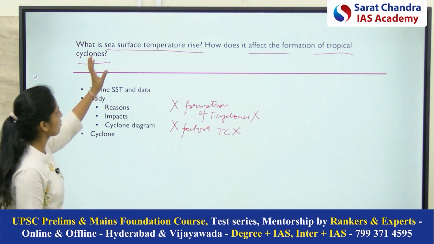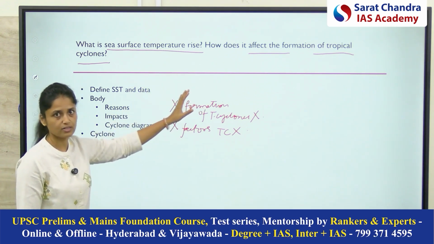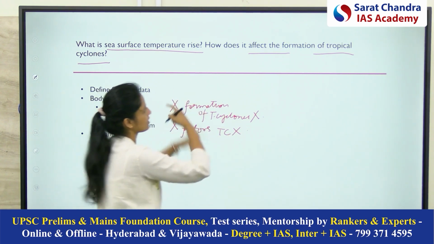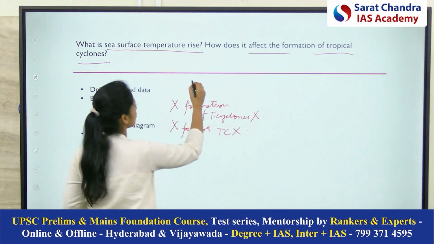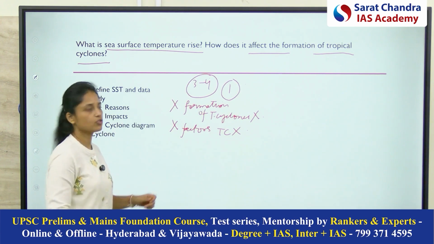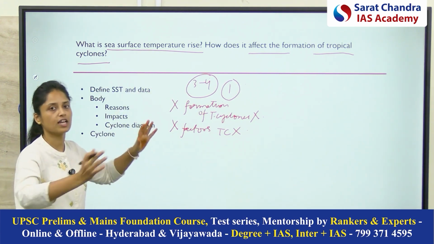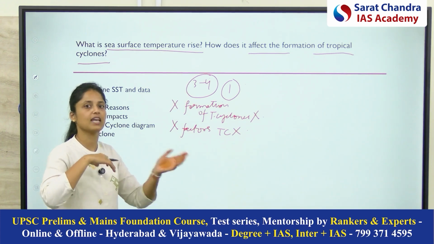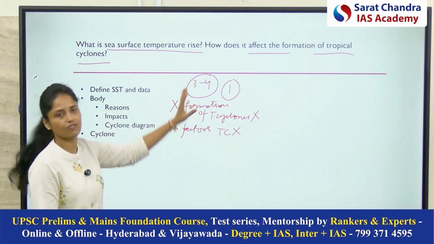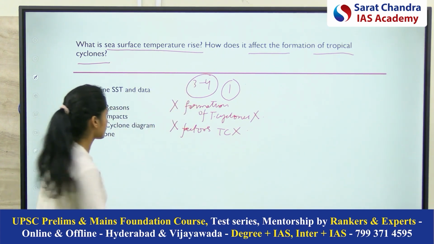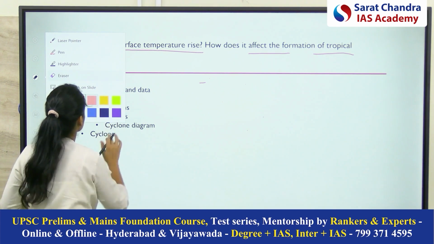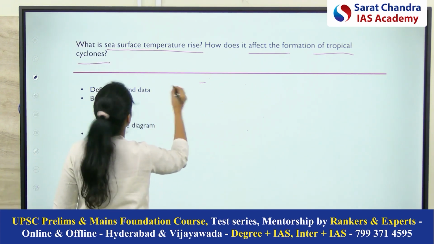The question has given one of the factors which affects tropical cyclones, and the second part is asking you to explain how that particular factor is affecting its formation. So out of 3-4 factors which affect tropical cyclones, the question gives one of the factors. So you don't have to explain the entire cyclone, the eye of the cyclone, not needed. You have to just write the impact of the sea surface temperature rise on this. Okay?